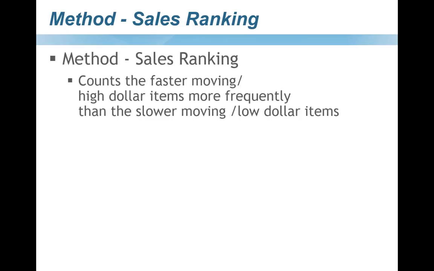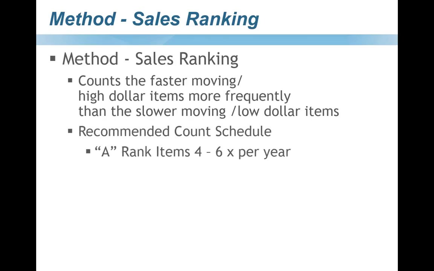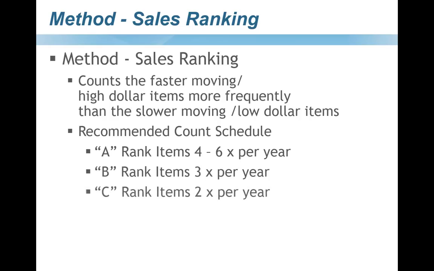With our sales ranking method, you're going to count those faster, high-volume items a lot more frequently than those low-volume, low-dollar items. We're going to make sure that you're using a schedule which makes sense. So APIX recommends 4 to 6 times a year. So those A-ranked items we're going to count at least 4 times a year. Those B items 3 times per year, those C items twice a year, and those X items at least once a year.